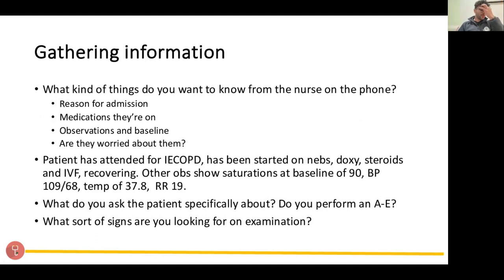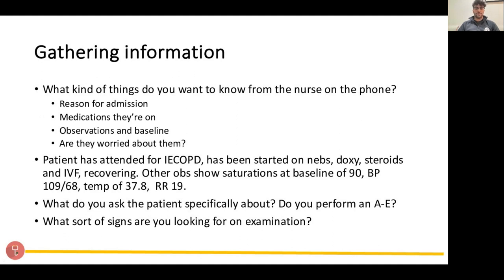So, what we gathered from the nurse was that the patient had attended for an infective exacerbation of COPD, had been started on nebulizers, doxycycline, steroids, and IV fluids, and is recovering well, or was recovering well. Other obs show saturations at baseline of 90, a blood pressure of 109 over 68, a temperature of 37.8, and a resp rate of 19.